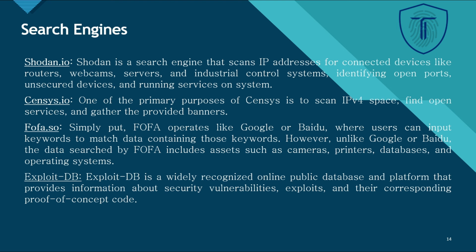The first search engine is Shodan. Shodan is a search engine that scans IP addresses for connected devices like routers, webcams, and servers. Shodan usually provides information regarding devices which are connected to each other, such as Internet of Things devices, webcams, and other networking devices. Shodan is older and has a lot of data.